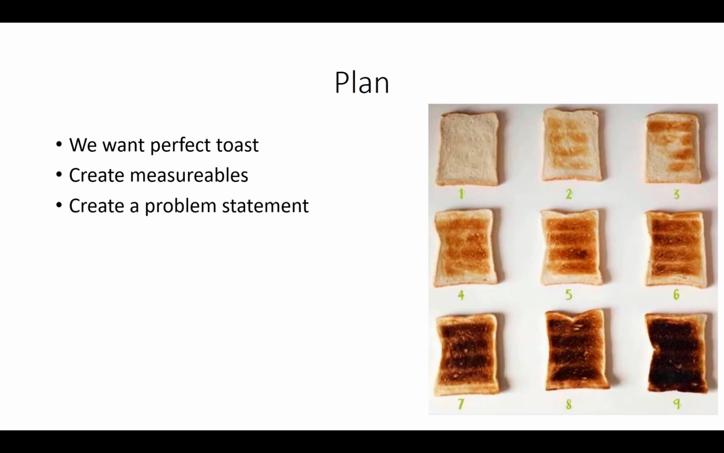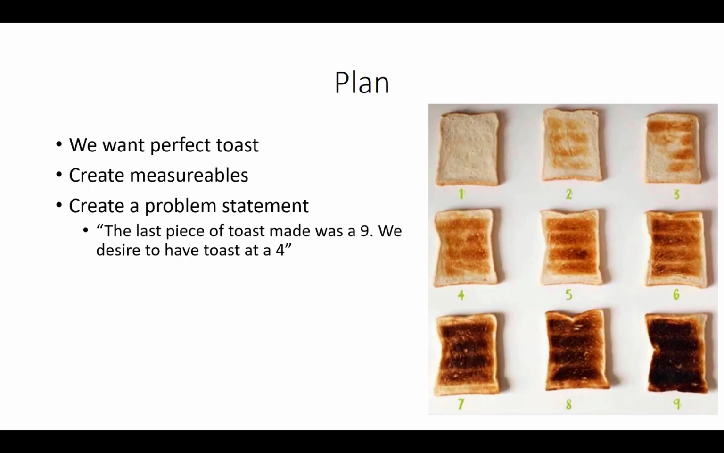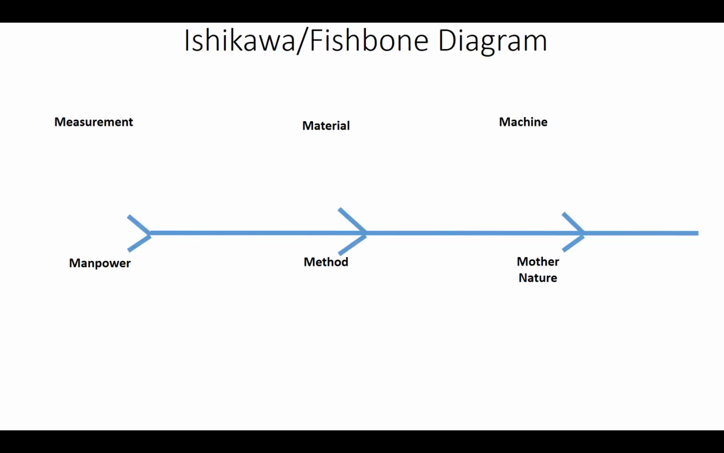So we're going to create a problem statement. So the last piece of toast we made was a 9. We desire to have toast at 4. So in this, you can see we're talking about future and current state. So future state, toast is at a 4. The last piece of toast was at a 9. That's our current state. So there we go. We've got a pretty simple but effective problem statement. So let's move forward. Let's do a root cause analysis.